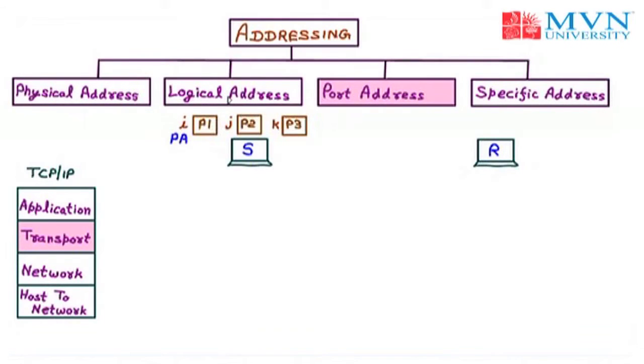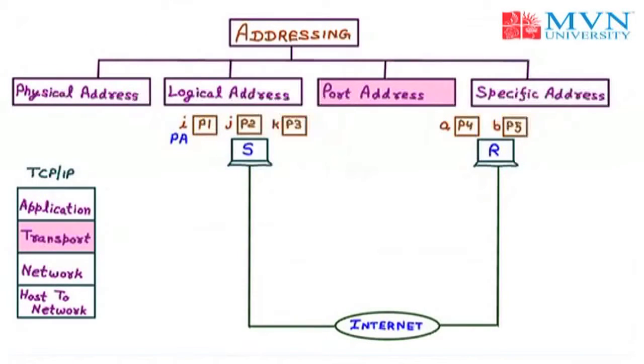Now again the receiver has two processes, that is P4 and P5. Process 4 and process 5 have their port addresses, that is A and B. Now sender and receiver are connected with each other with the help of the internet. Now the sender will send the data via the internet to the receiver. For example, process 1, that is port address I, wants to communicate with process 4, that is port address A. Now as you know, the port address is part of the transport layer, and the application is part of another layer.